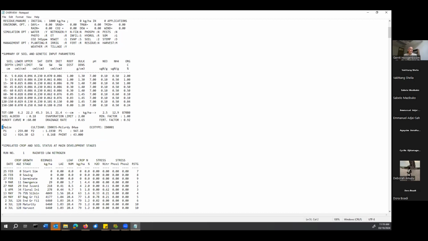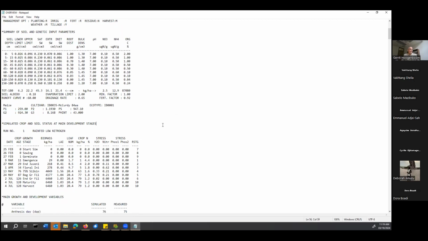Then we also have these cultivar coefficients I referred to earlier. This is a variety called McCurdy 84AA. We defined these cultivar coefficients. P defines phenology, P1, P2, P5. G defines growth, G2 and G3. Unfortunately, I don't really have much time to go into detail and explain these.